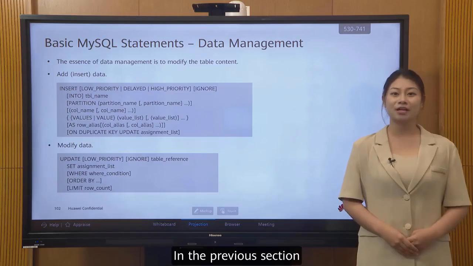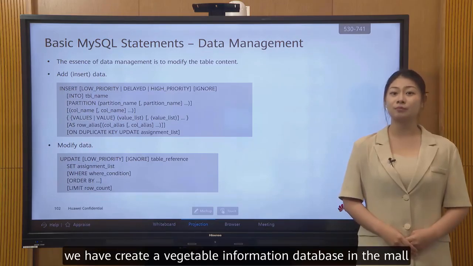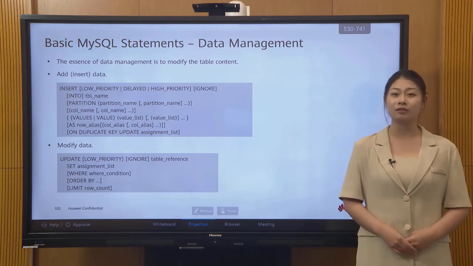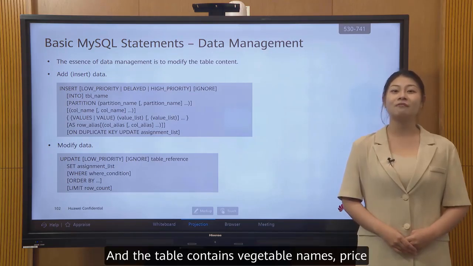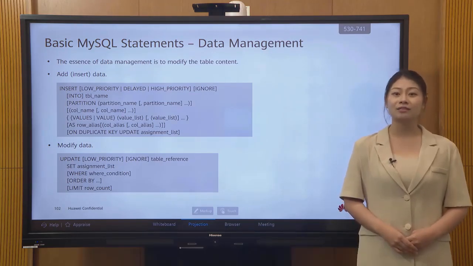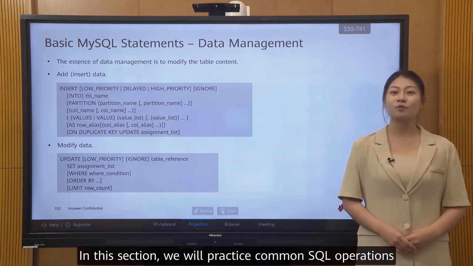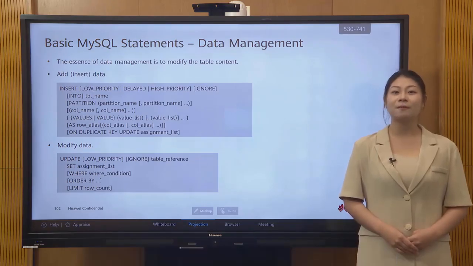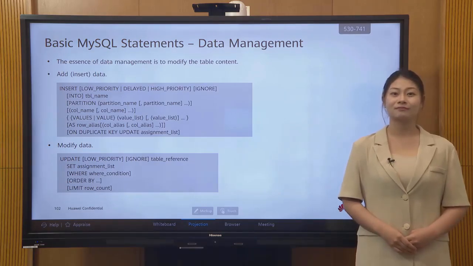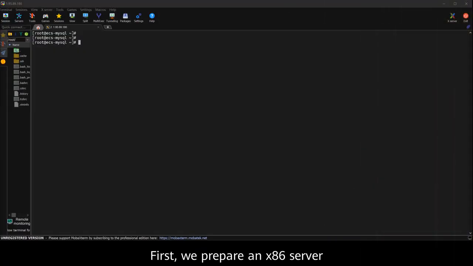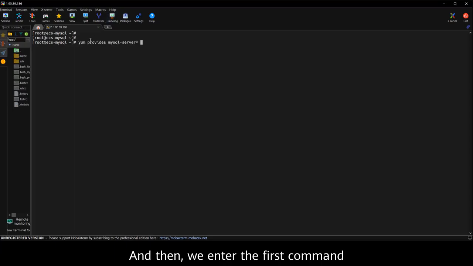In the previous section, we created a vegetable information database in the mall, and the table contains vegetable names, price, quantities, and owners. In this section, we will practice common SQL operations based on this database. First, we prepare an x86 server running OpenEuler 22.03, and then we enter the first command.